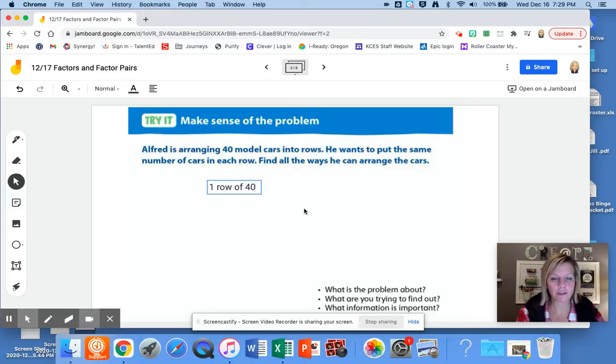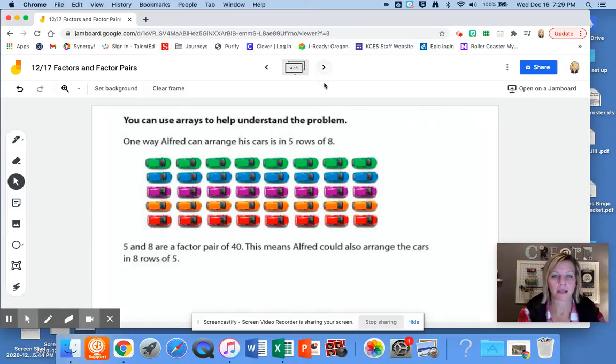Okay, so hopefully you were thinking of factor pairs. In this case, 1 times 40 equals 40. So that's one way I could arrange my cars that have the same number of cars in each row. Let me show you another way. On this slide, I can see that Alfred arranged his cars in 5 rows of 8. So I can see an array here. I see 5 cars going down and I see 8 cars across.